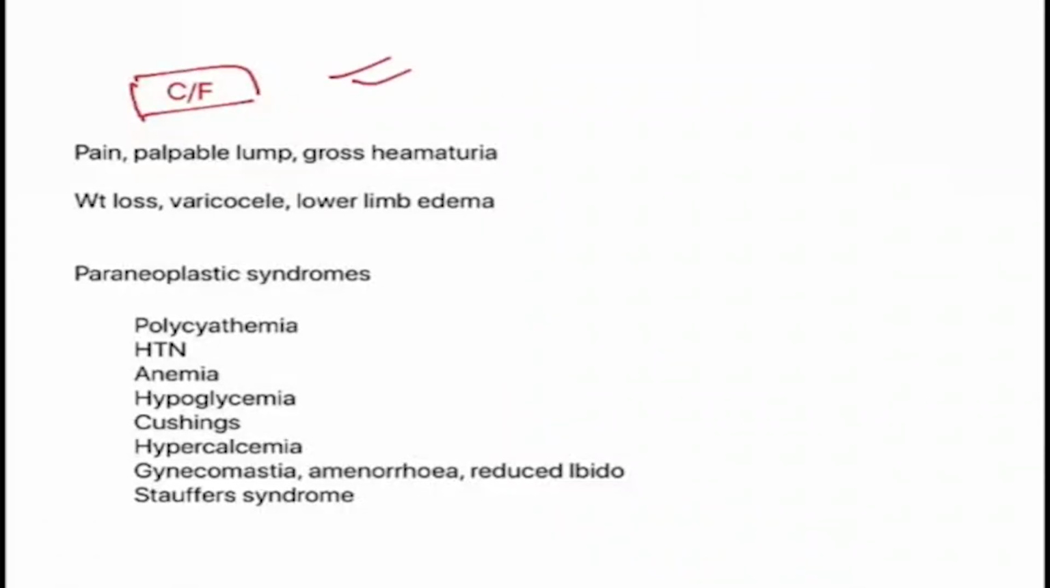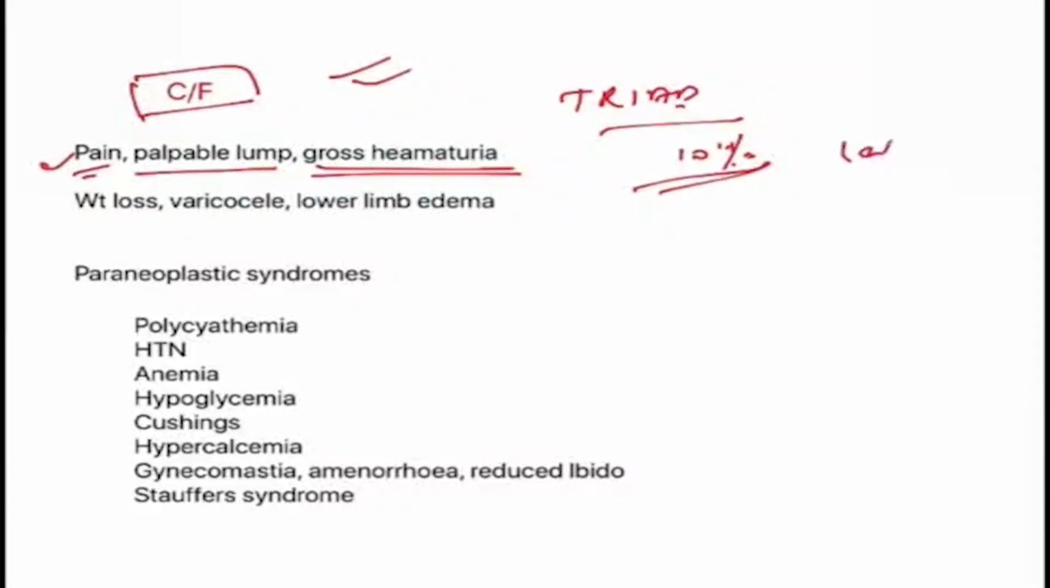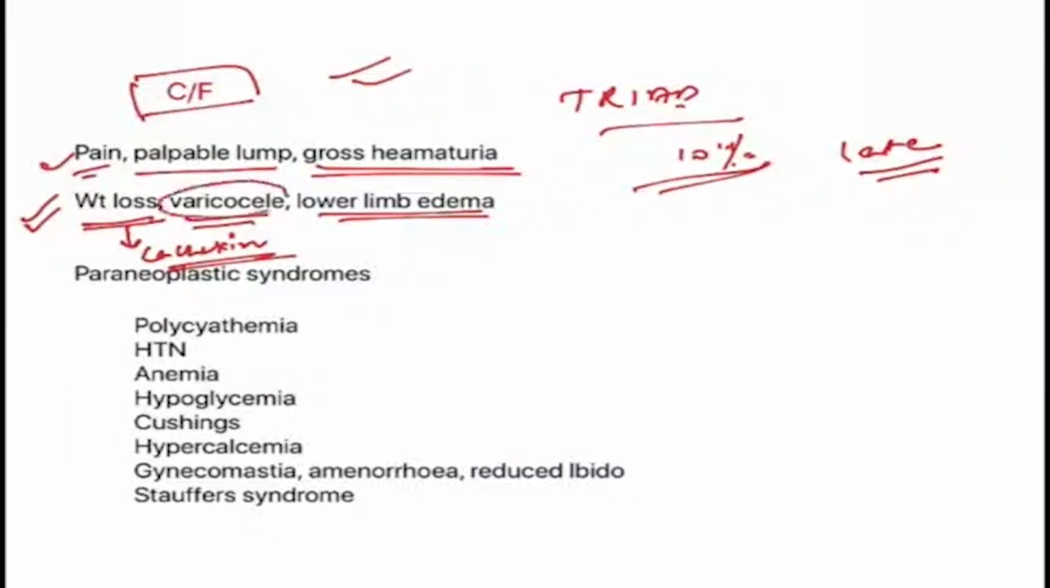Now coming to the clinical features. Clinical features of renal tumors are the triad of pain, palpable lump and gross hematuria. This is present only in 10% and this is also a very late presentation. Besides that, weight loss, varicocele and lower limb edema can be there. Weight loss is due to cachexia, which is present in any cancer.